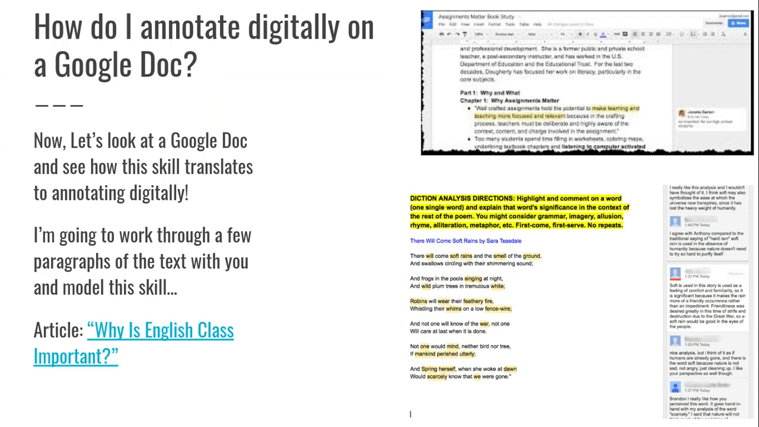How do I annotate digitally on a Google Doc? During remote learning, you've probably had to do some annotation on a Google Doc. That's something you will have to do regardless of if we're in class or outside of class. It's a good skill to have. So I want to look at a Google Doc and see how the skill would translate to annotating digitally. I found an article called "Why is English Class Important?" and we're just going to practice the skill with this article.